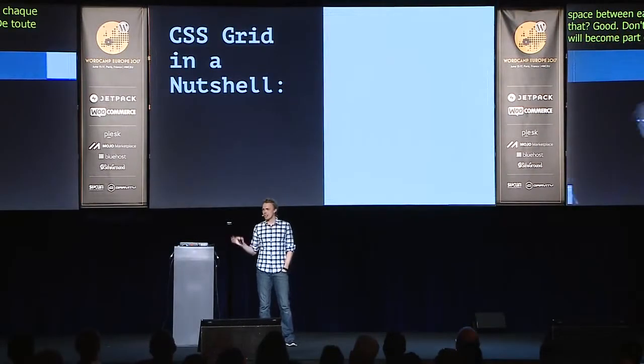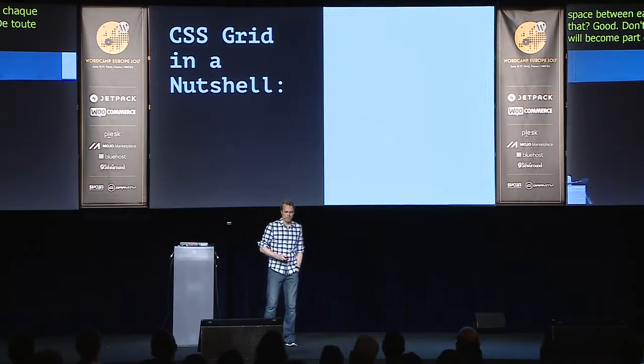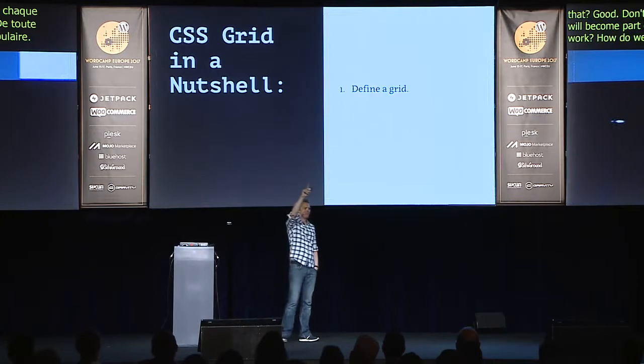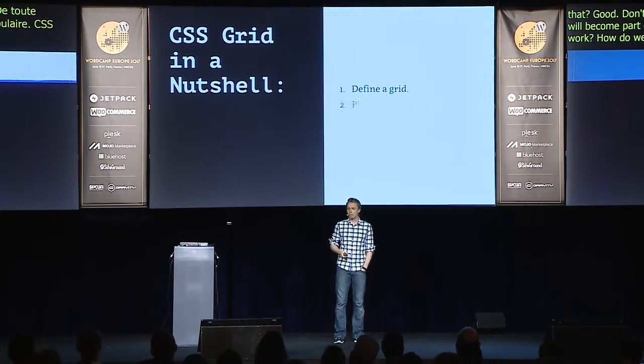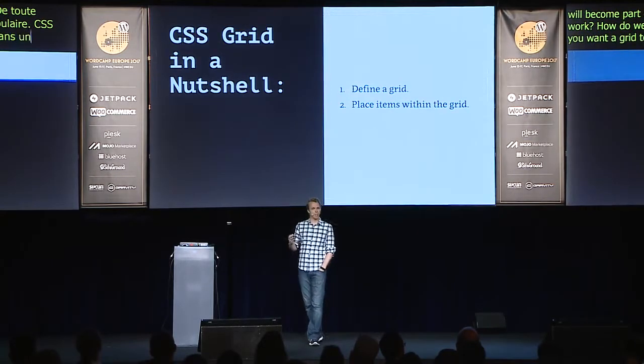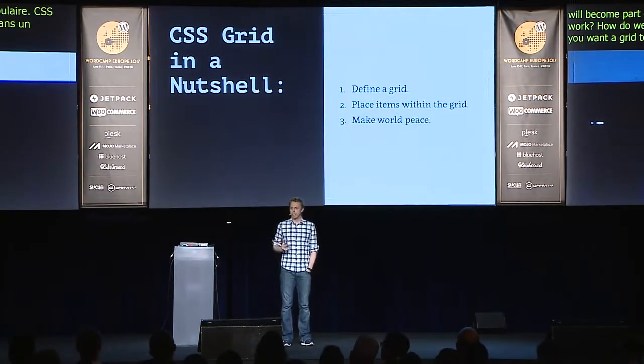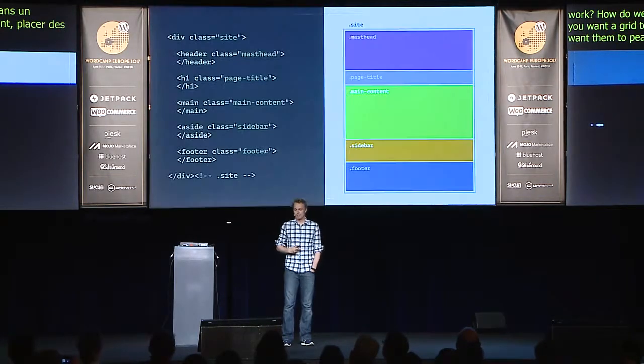So, CSS Grid in a nutshell. How does this actually work? How do we apply it today? Number 1, define a grid on an element where you want a grid to appear. Number 2, place items within that grid where you want them to appear. Number 3, make world peace. That's all there is to it.